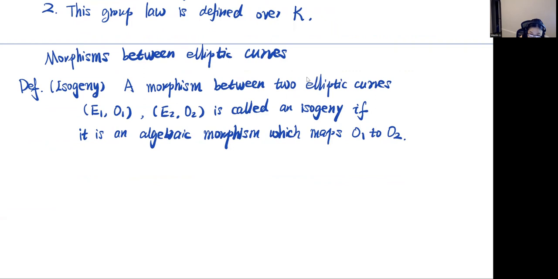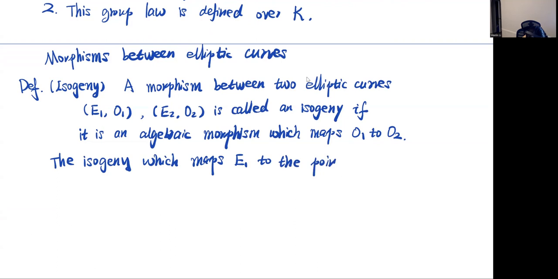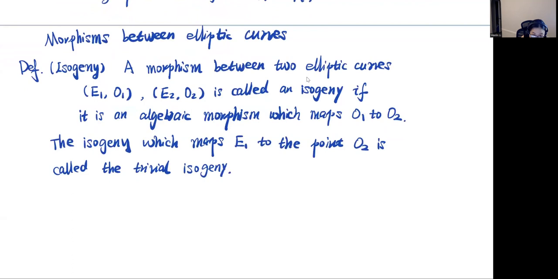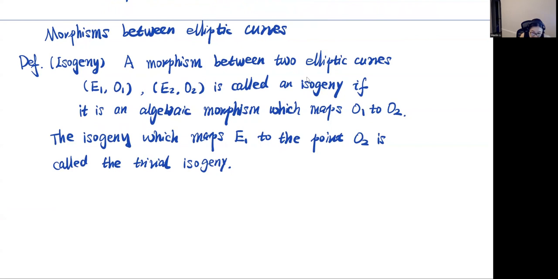And there is one isogeny which maps the whole of E1 to the point O2. It is called the trivial isogeny. Okay, so the important thing about isogenies, which is not obvious from the definition, is that isogenies are group homomorphisms.